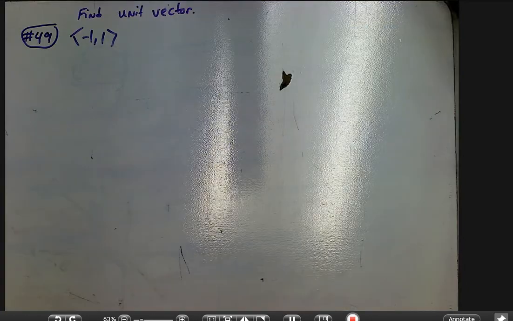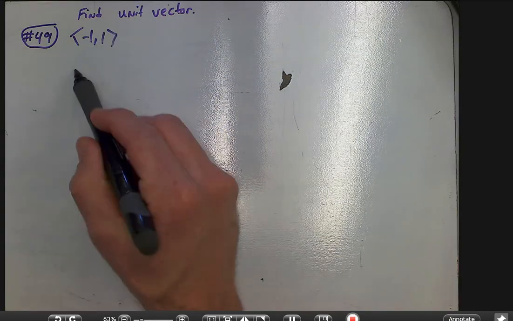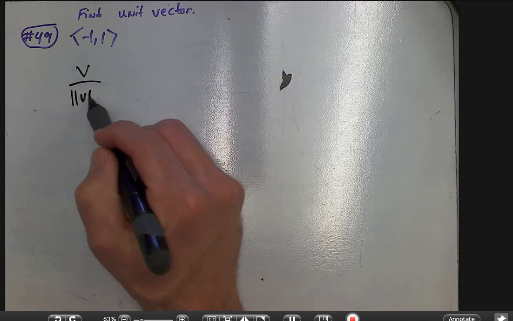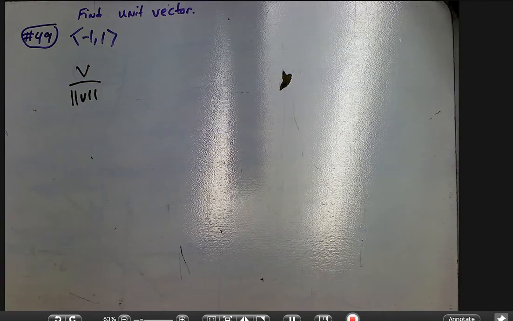On number 49, I just want you to find the unit vector. So again, unit vector means v over the magnitude of v. See if you can figure out number 49. Press pause. When you come back, we'll have it worked out for you.